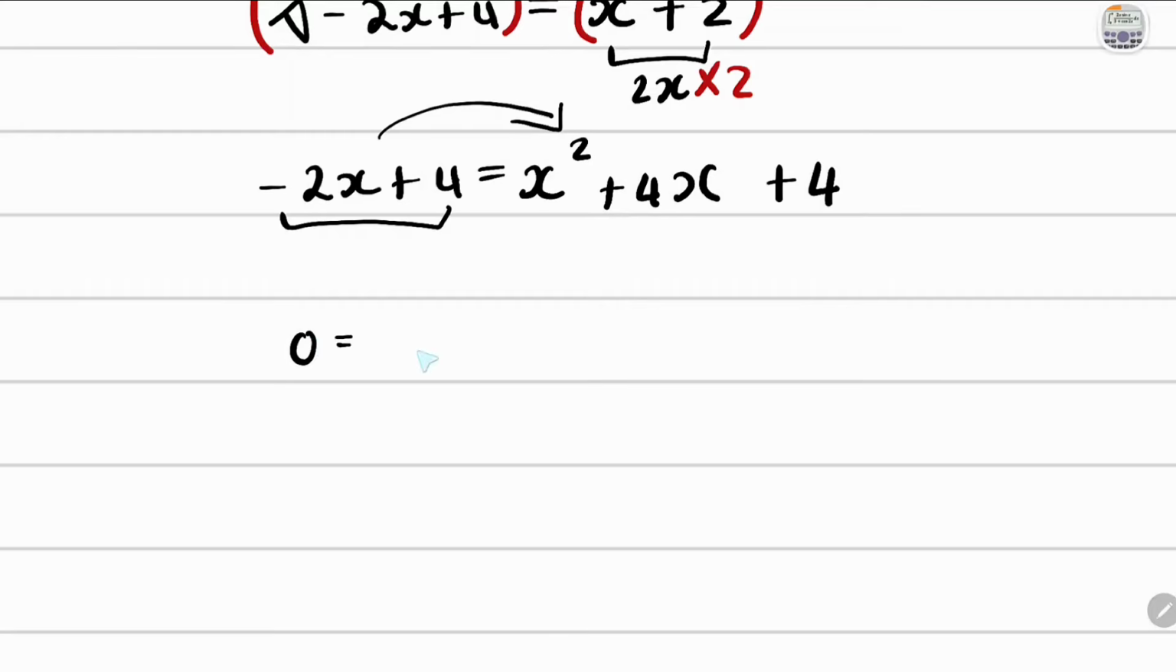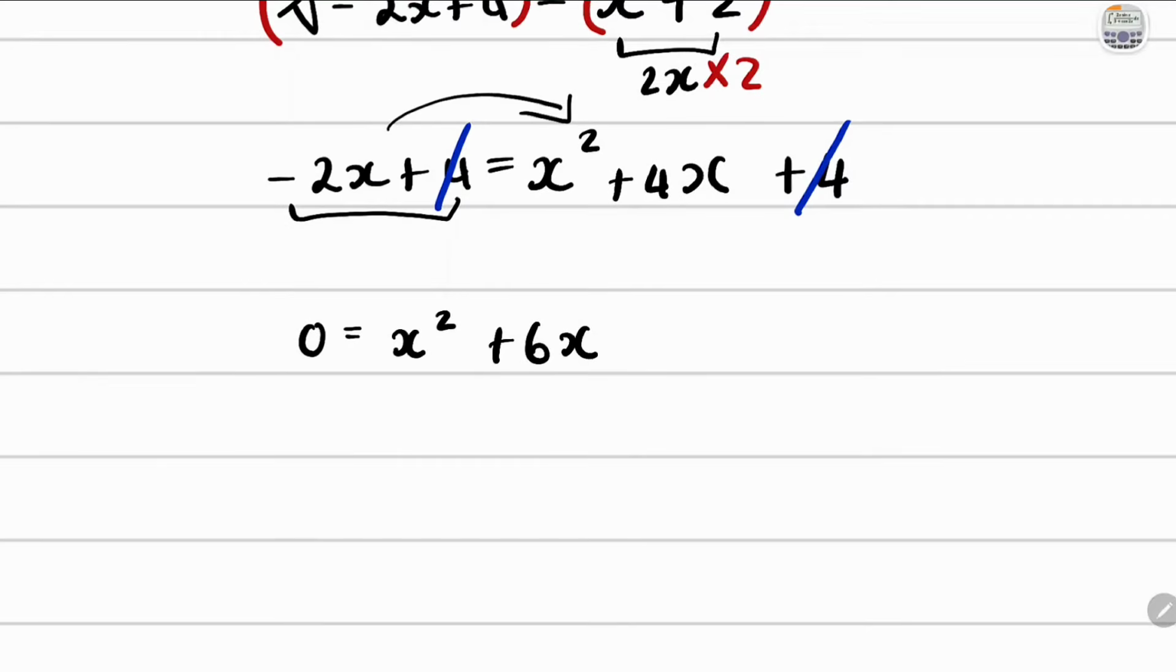So 0 is equal to, and we're going to have x squared plus 4x. And then that comes over and becomes a positive 2x. So 4x plus 2x gives you 6x, so positive 6x. And then you have, let's see, there's a positive 4 here, and then this positive 4 comes over, so they will both cancel. Okay, we could even have canceled that already because they were both the same thing.